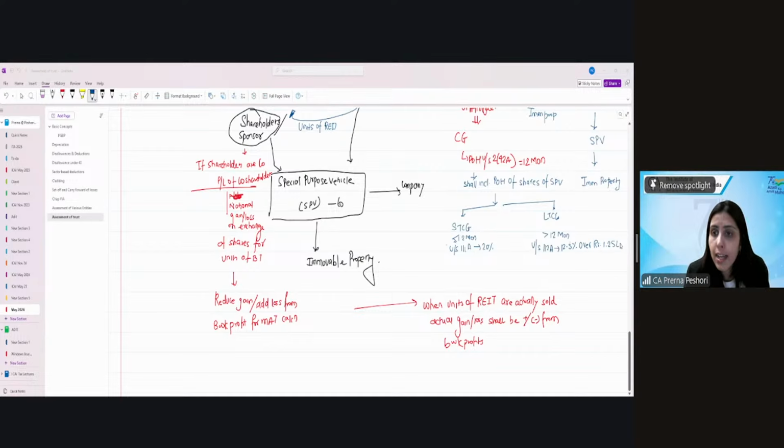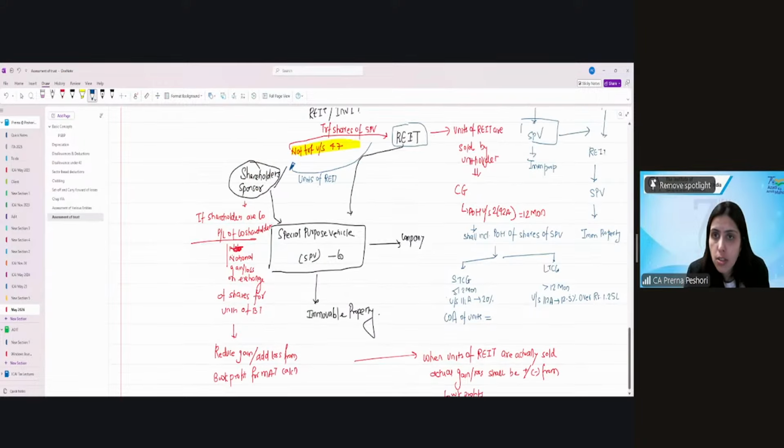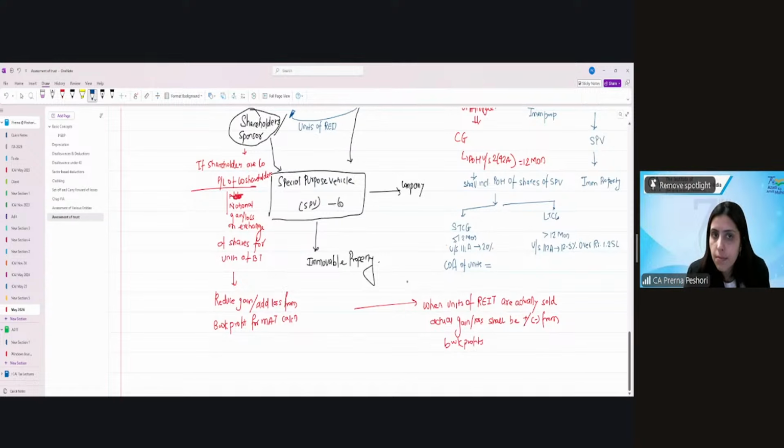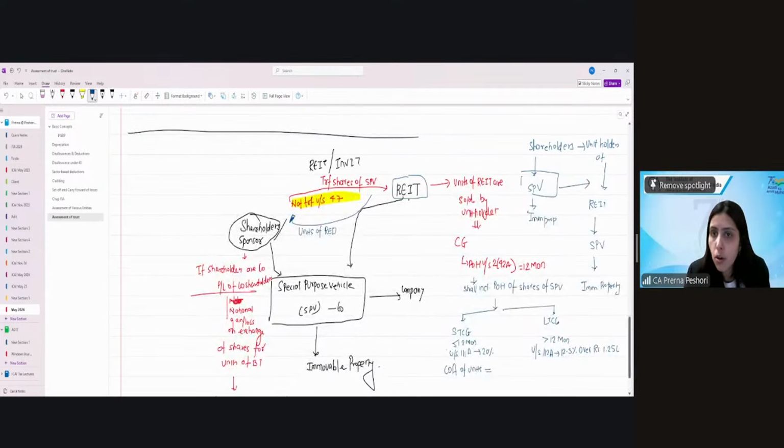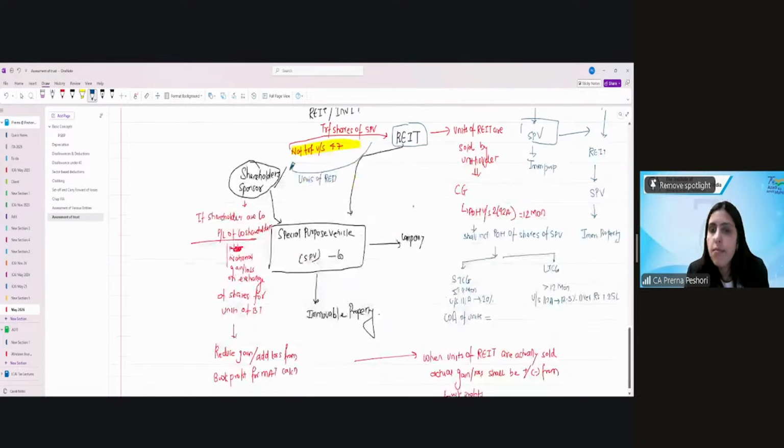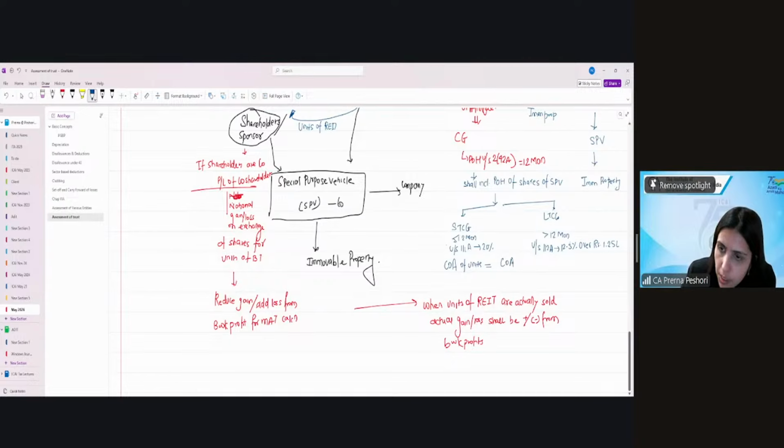Now, what would be the cost of acquisition of the units? Of the units of the business trust, of the REIT. These are the shares, not units. So what will be the cost of these units? We are talking about the units. Shares of the SPV will be the cost. Correct. So the cost of acquisition of unit will be the cost of acquisition of the shares of the SPV. Clear? So this is under section 49(2AC).